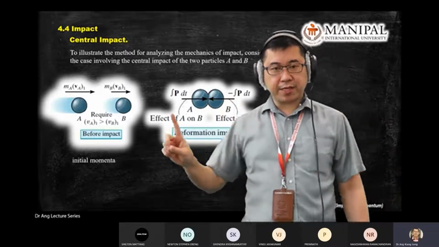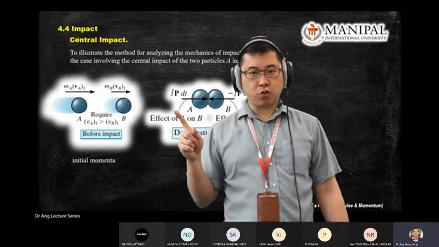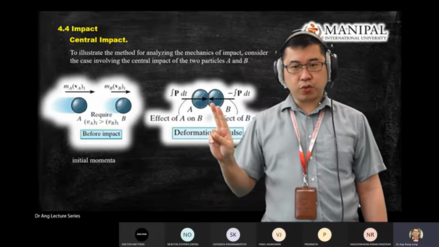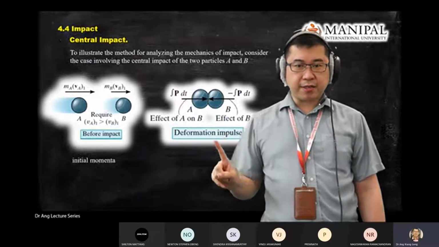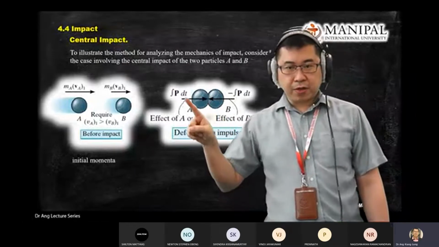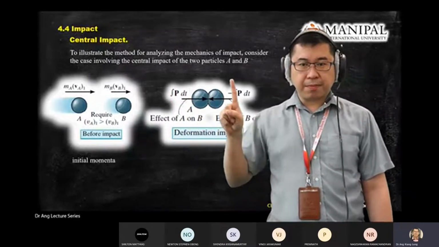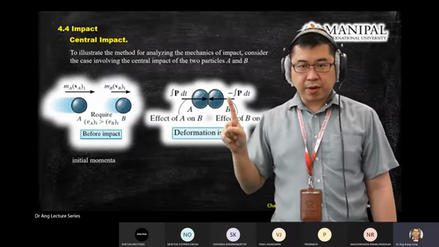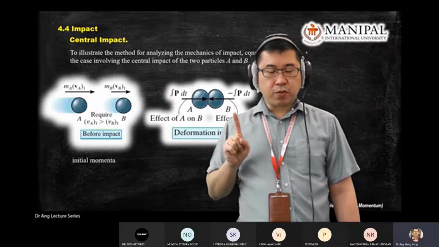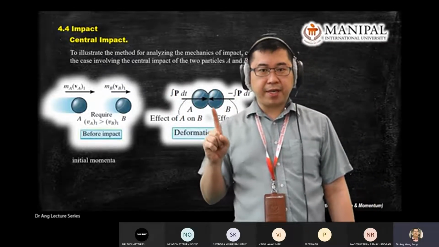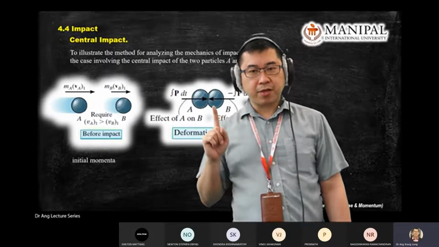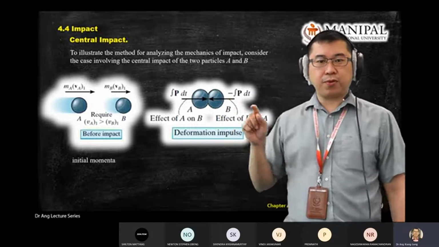Meaning, imagine the two objects as elastic objects, like two balls. They meet together and they squeeze together. This is the deformation impulse. Both of them will squeeze, and then you have impulse. A will experience this one, B will experience this one. We already discussed this kind of phenomenon in the previous lecture, in the tutorial question before we came into impact.